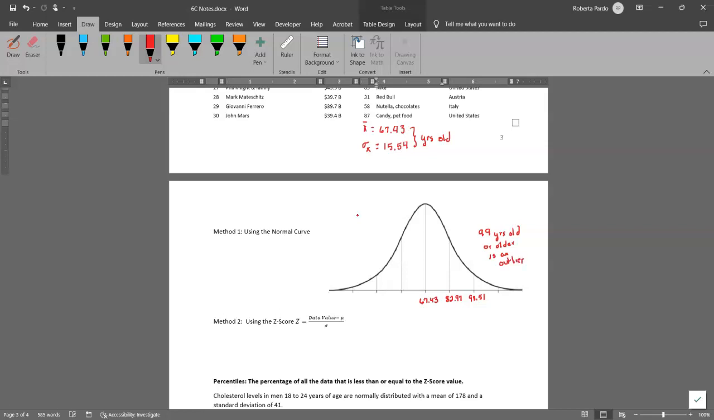Now if we go the other direction, we start with 67.43 and this time subtract our 15.54, and we get somebody that is 51.89 years old. Then we subtract one more time and have 36.35. So somebody that is younger than 36 years old is an outlier.